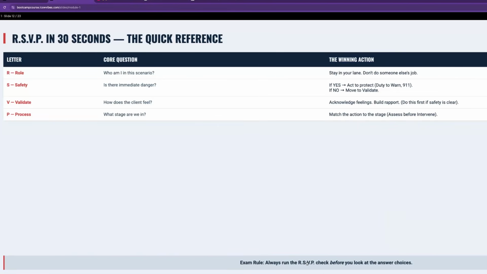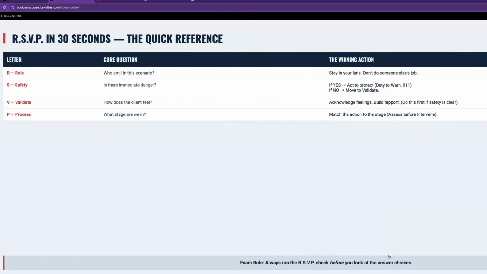All right, so it says always run the RSVP check before you look at the answer choices. That is an easy way to do it. So if you have the question in front of you, and some people just jump to the answer options, what it's stating is that before you even look at those choices, just identify first, what's your role?